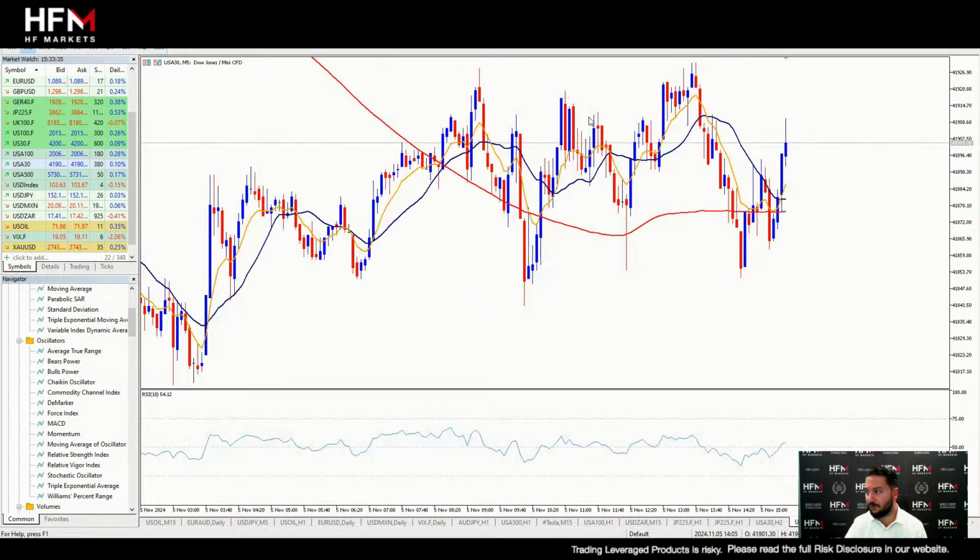So let's go back down to the Dow Jones here, ladies and gentlemen. We can see that sideways price movement. To be honest, the latest crossover we can see here is an upward crossover.